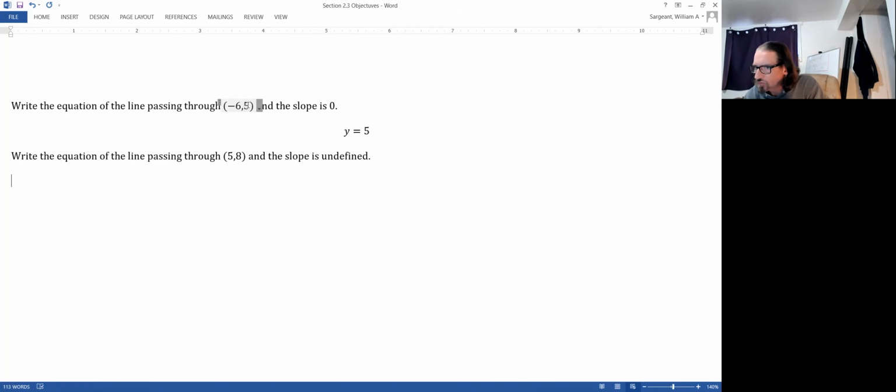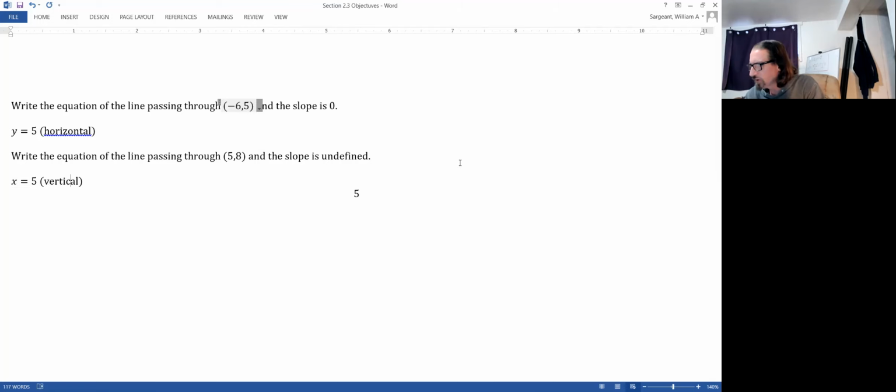And so similarly, with an undefined slope, that means that it is vertical. And so y could be anything, but x is going to stay +5. So let me just copy this stuff and make a little change here. x equals 5 because this is a vertical line when we are talking about the slope being undefined.